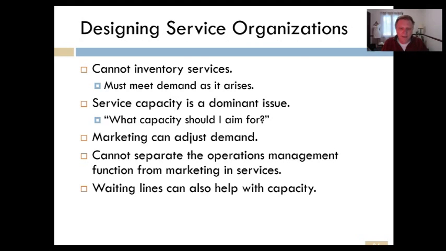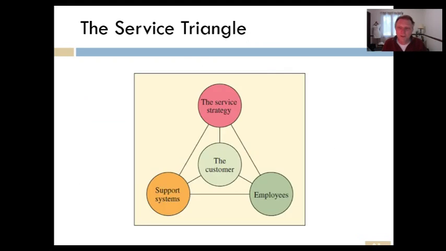Waiting lines, like it says, can help with capacity. We have an amusement park in this part of the country called Cedar Point. And when you go to Cedar Point, you get stuck in these queues, these cow lines is kind of what we call them. And they weave you up to the front of the line. That's a waiting line. It's a queue, actually. It's how they manage some of their capacity.